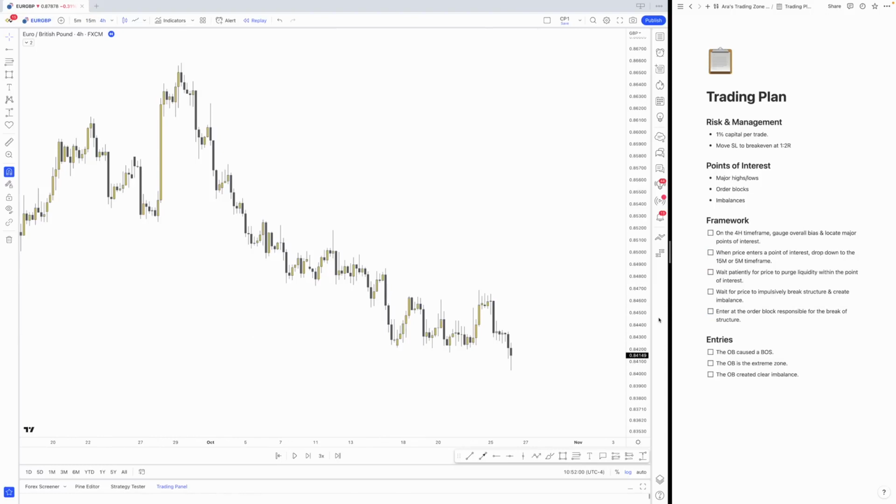For the next example of a Model 1 trade entry, I'd like to take a look at Euro GBP. Now we're starting out on the 4-hour time frame as usual, and I would like to draw your attention towards this swing low right here that is currently being tested.